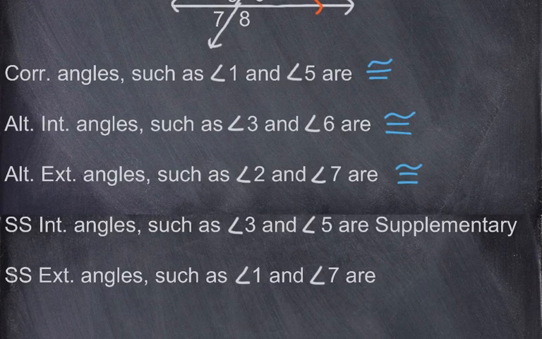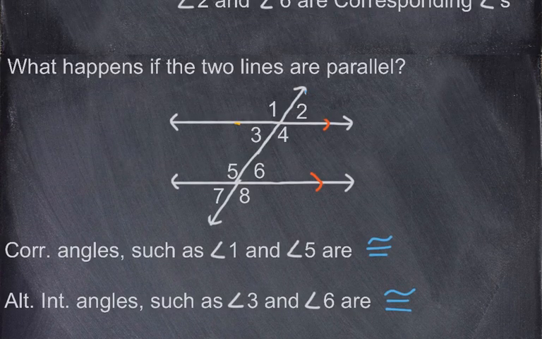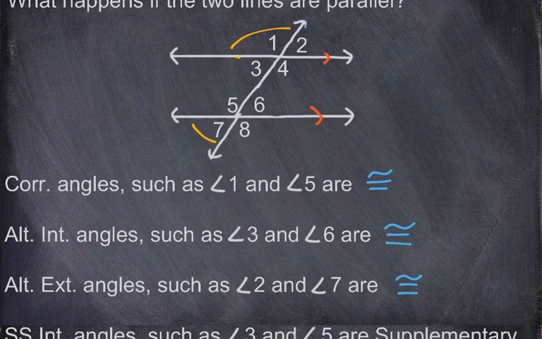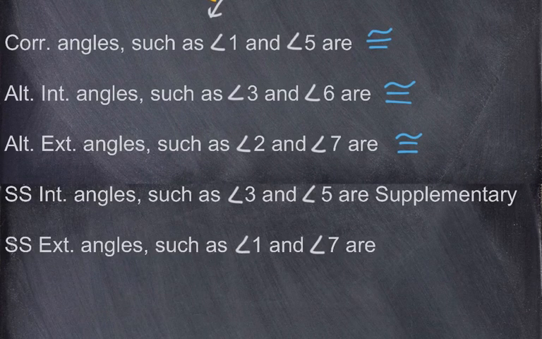In like manner, when we look at angles 1 and 7, again, also obtuse, acute. Okay? Now, if these two lines are parallel, that means 1 and 7, same side exterior angles, are also going to be supplementary. Okay? So, to recap, this is the main thing about this section.